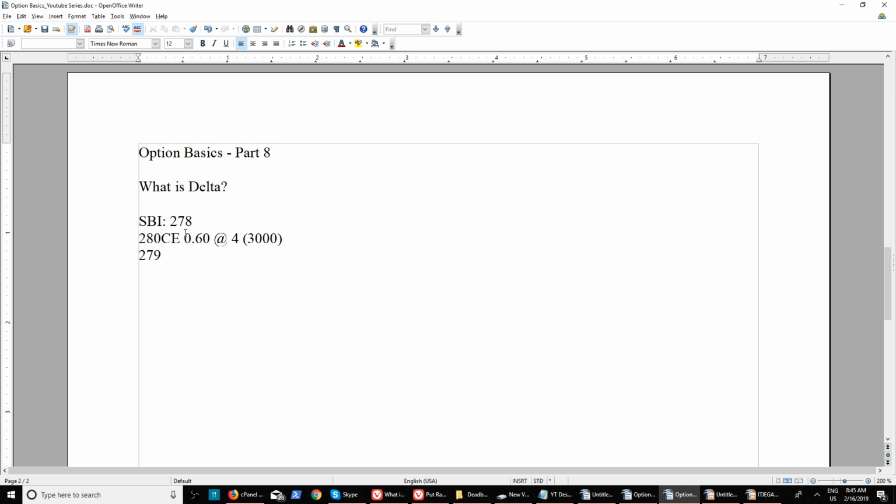So in this example, if the stock reaches 279, then this will go to 4.6 and not 5 rupees. That's exactly what delta here is. Again, one very important thing which you should know, which I will talk about later too: deep in the money call or put options usually have a delta value of 1.